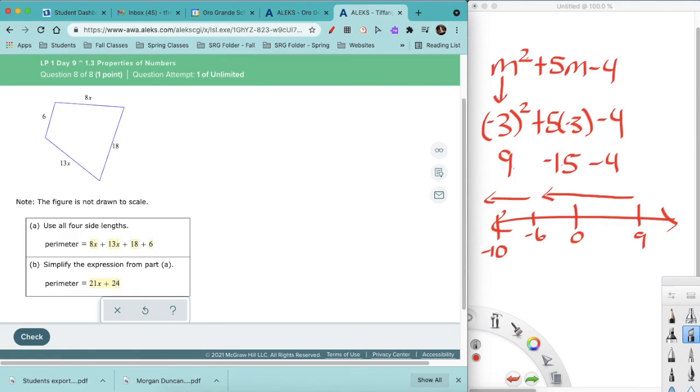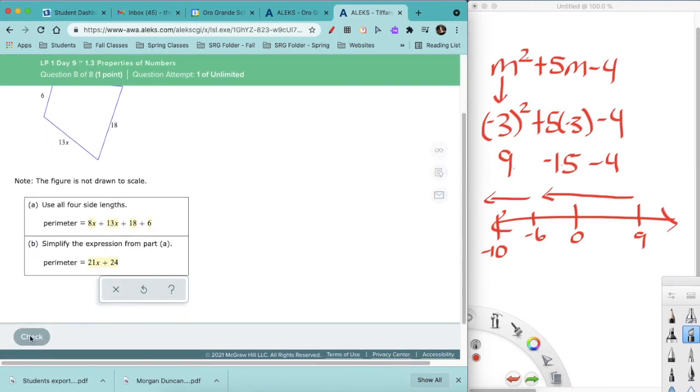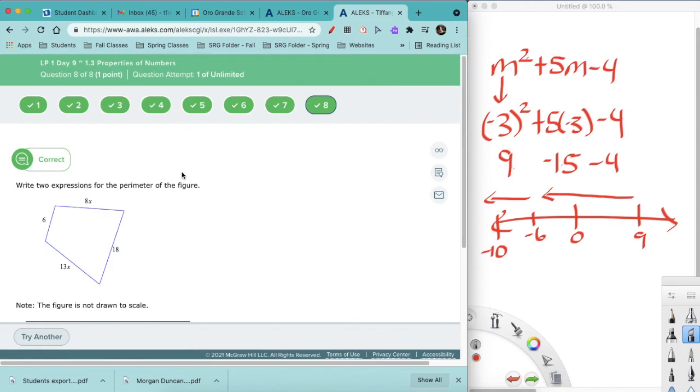All right, that should be all for this one, and we are good to go. So that was section 3, and I will see you in section 4.